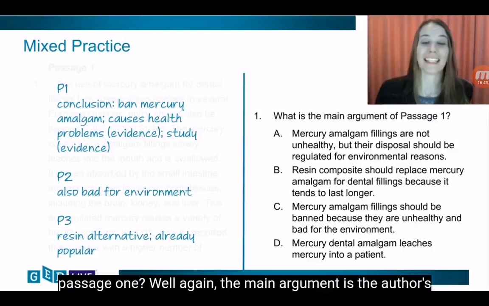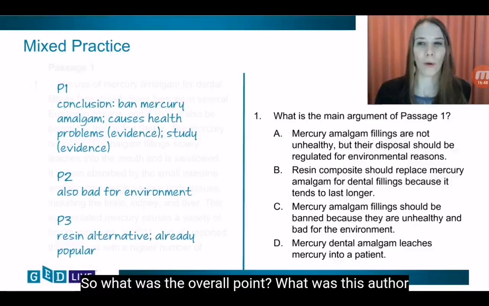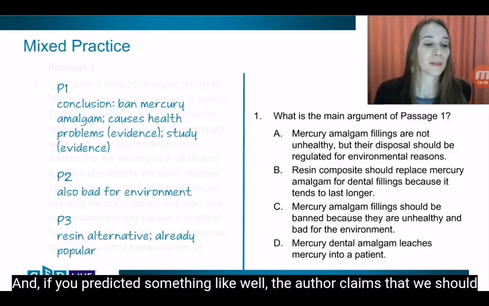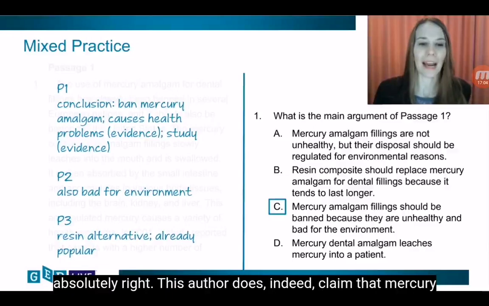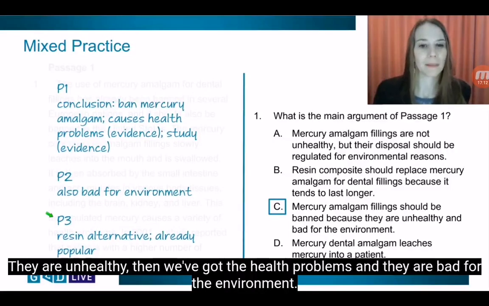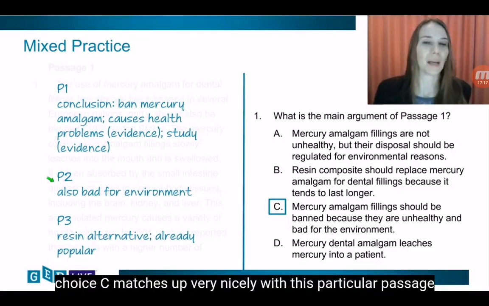Well, again, the main argument is the author's overall point. So what was the overall point? What was this author claiming? And if you predicted something like, well, the author claims that we should ban mercury fillings or that mercury fillings are bad, you're absolutely right. This author does indeed claim that mercury amalgam fillings should be banned, and for these exact reasons. They're unhealthy, they've got the health problems, and they're bad for the environment. That was also what we saw there in paragraph 2. So answer choice C matches up very nicely with this particular passage map.